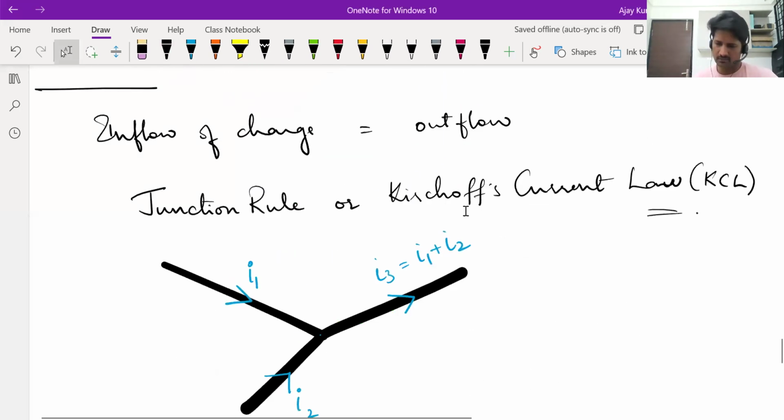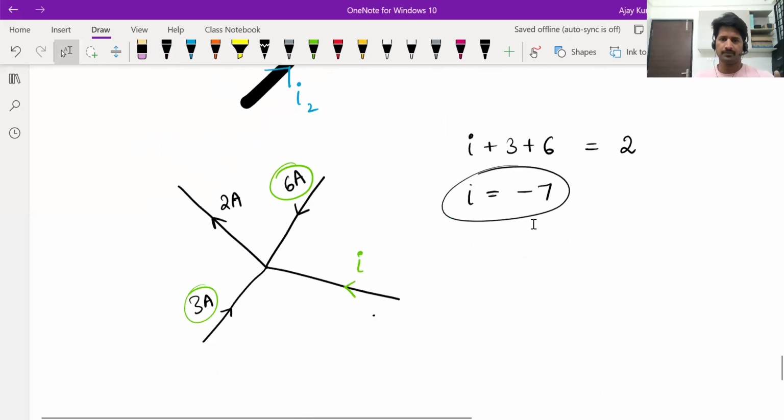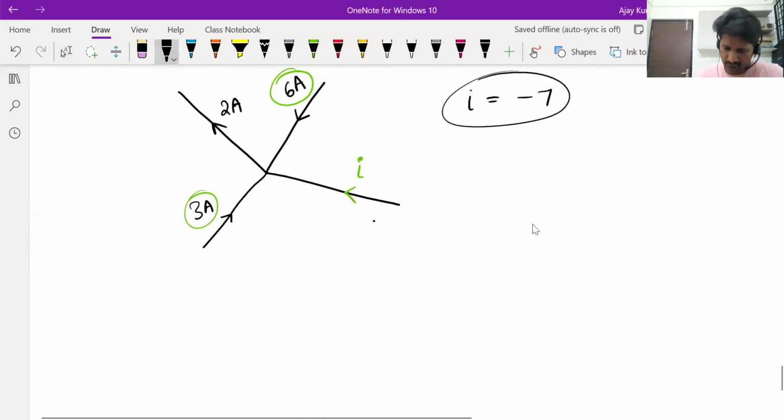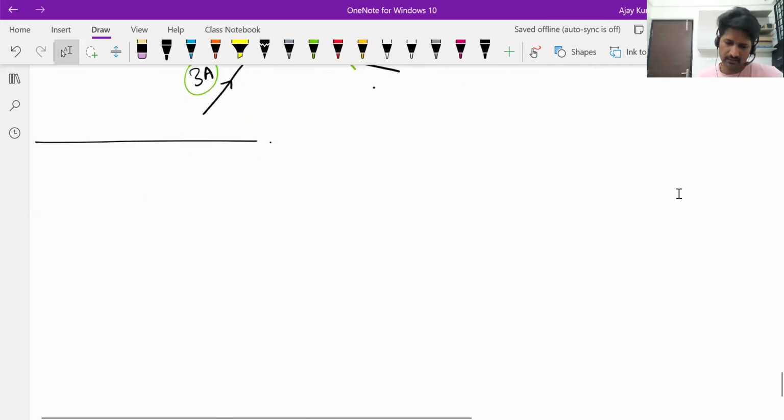Fine. So basically this is what KCL or the junction rule is. Inflow of current into a junction should be equal to outflow. Next is KVL, Kirchhoff's voltage rule.